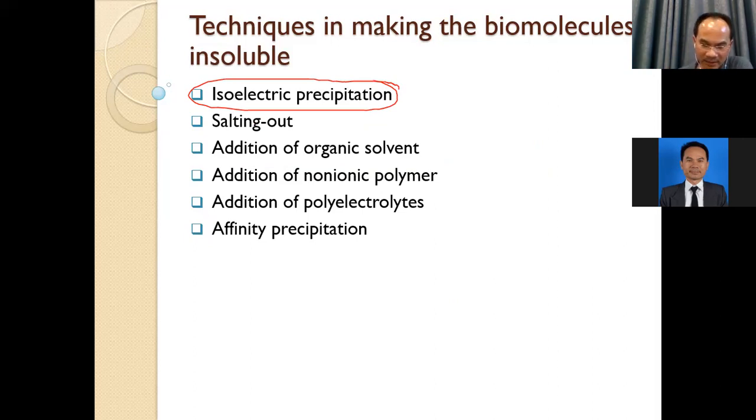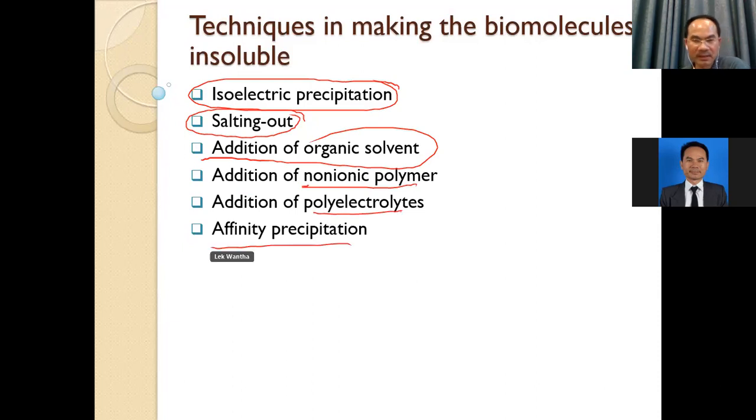And the second technique we call salting out. Salting out means we add a precipitating agent like salt. When you increase the concentration of salt, the solubility of the protein decreases, for example. Another kind is adding an organic solvent, which reduces the solubility, or adding a non-ionic polymer, a polyelectrolyte, and affinity precipitation. Okay, today I will talk about only one example, isoelectric precipitation.